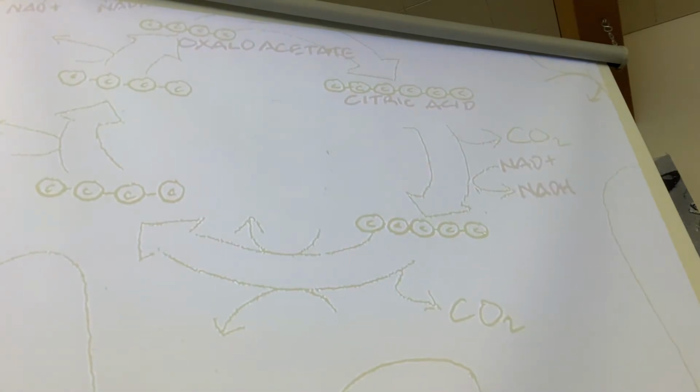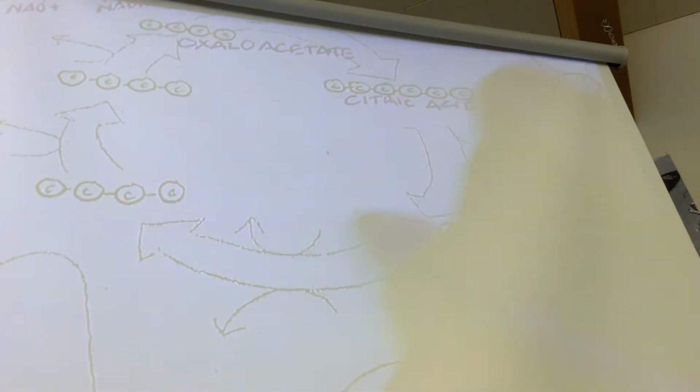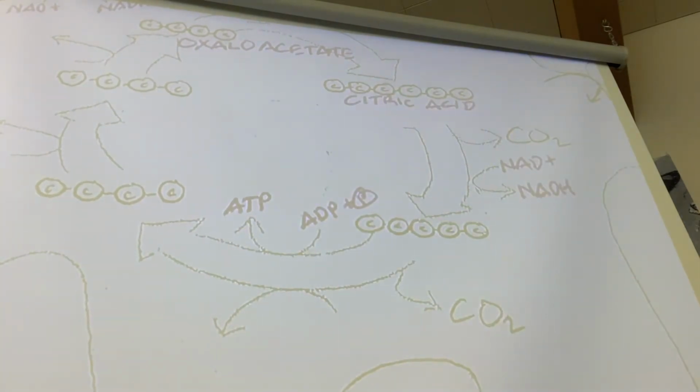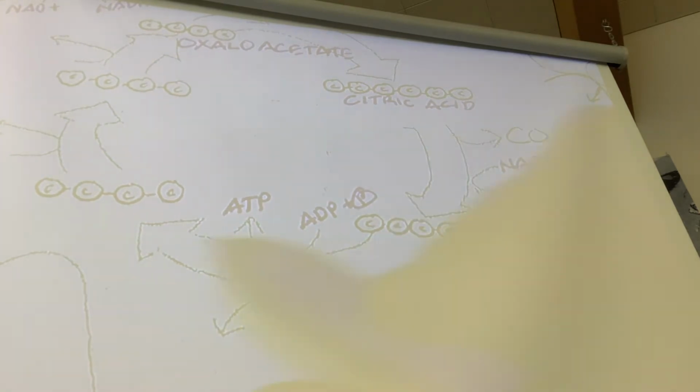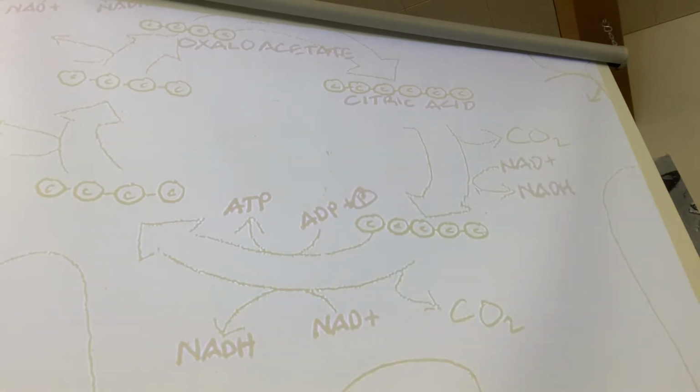All right. So now after I take off that carbon dioxide, I'm going to make ATP. I'm going to take 1 ADP plus a phosphate group, and I'm going to make ATP. So 1 measly ATP per pyruvate. Right? I'm also going to make some more NADH. So I'm gonna take an NAD plus and turn it into an NADH. So I've removed another hydrogen and I've removed another electron.